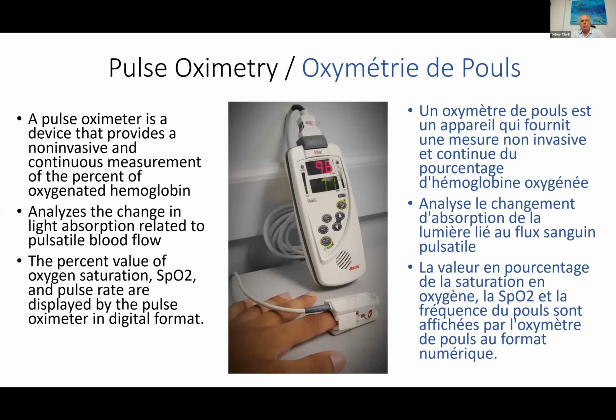In this case, you can see that it's making this measurement through the finger of the patient. And you have your digital values for your pulse rate and the oxygen saturation, which is on the top. For monitors that you might find in an ICU environment, you would also see waveforms of the pulse rate.